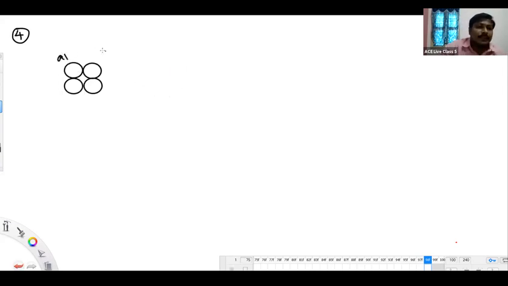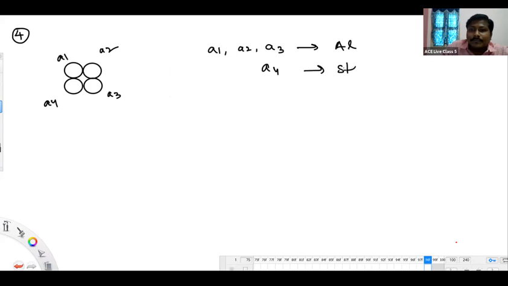This is A1, A2, A3, A4. A1, A2, A3 are made of aluminum, whereas A4 is made of steel. This is steel; the remaining are all aluminum. It's a composite stranded conductor, you can say.